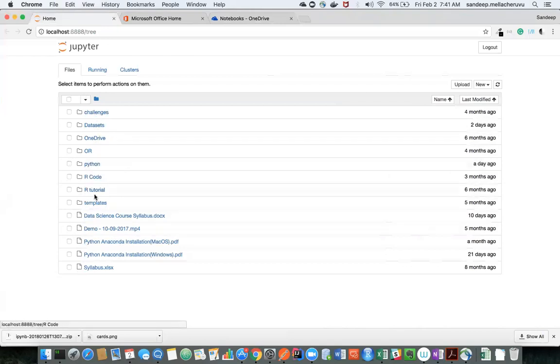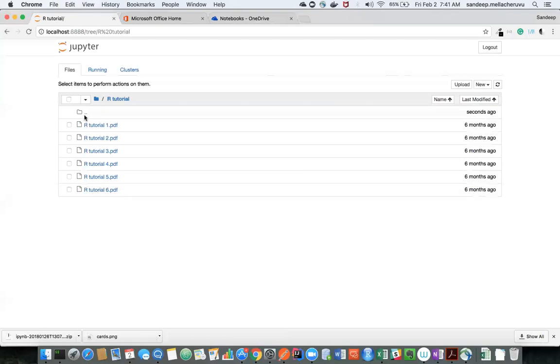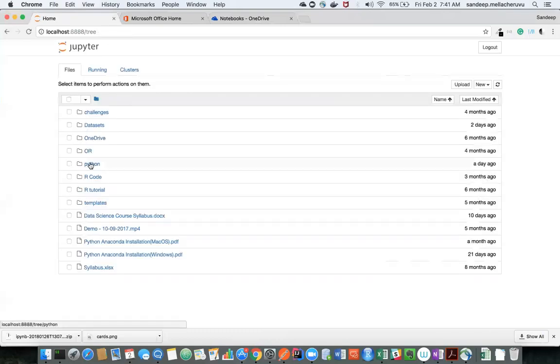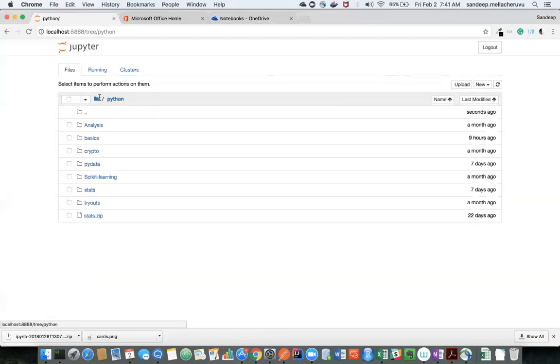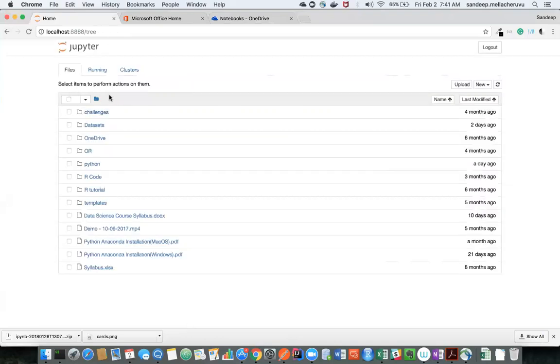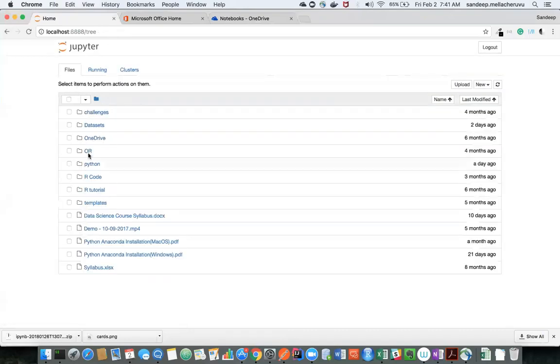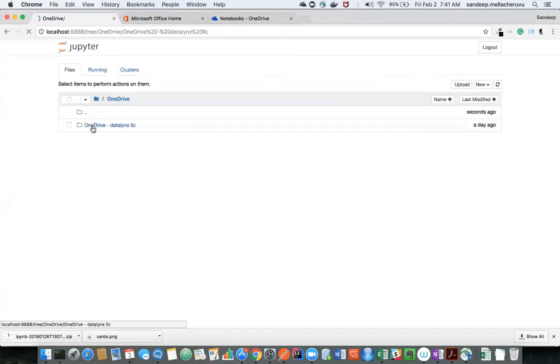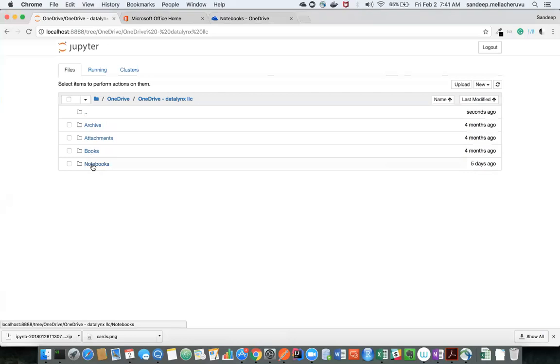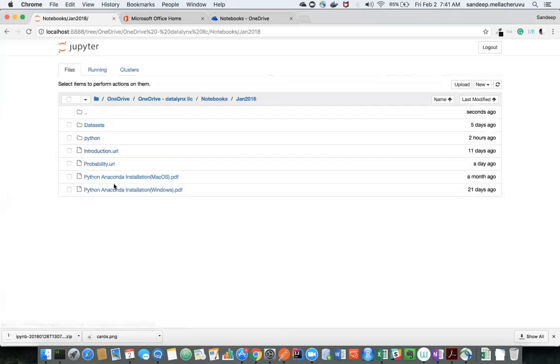So for example, all these are my directories, whatever I have on my local machine. I can go into this R tutorial, anything I can go into. And here I can go back. Okay, that's how I can navigate. So in my directory, it is in Python and not here. Let me go into your drive, OneDrive, notebooks, and this Jan 2018, which is your batch.